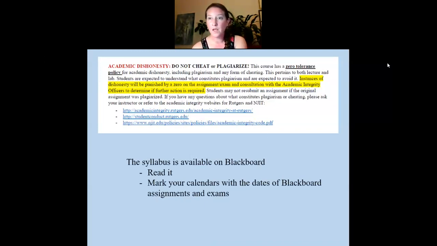So are you able to view the assignments before attempting? You are not. Once you open an assignment, it will be your time to attempt it. But again, the assignments come directly from the lecture slides, and if you are paying attention and taking notes, they should only take you about 15 minutes. But you will have up to an hour once you open the assignment to complete it. Yeah, and so mark your calendars with all the dates of the Blackboard assignments and exams.